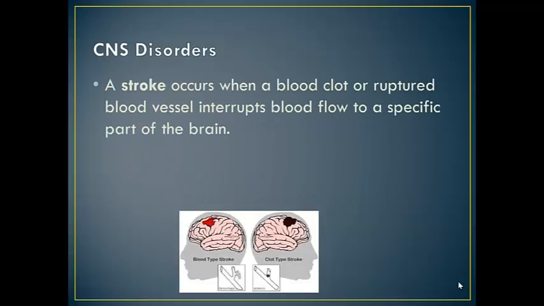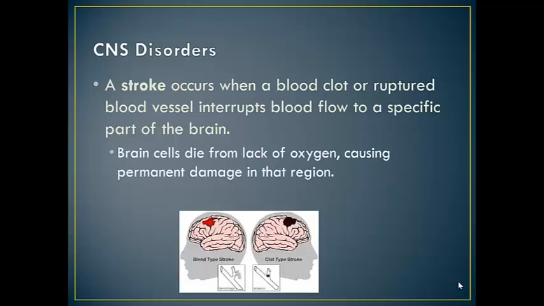Another one is stroke. Now, stroke occurs when a blood clot or a ruptured vessel interrupts the blood flow for a particular part of the brain, which can happen quite honestly. Now, the brain cells in that area that don't get the oxygen begin to die, causing that permanent damage to happen within the brain. It's pretty much the brain's equivalent of a heart attack. So heart attacks and strokes are different. Heart attacks affect the heart, strokes affect the brain.